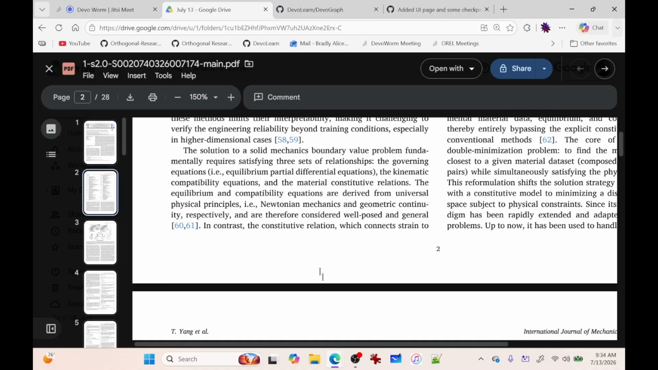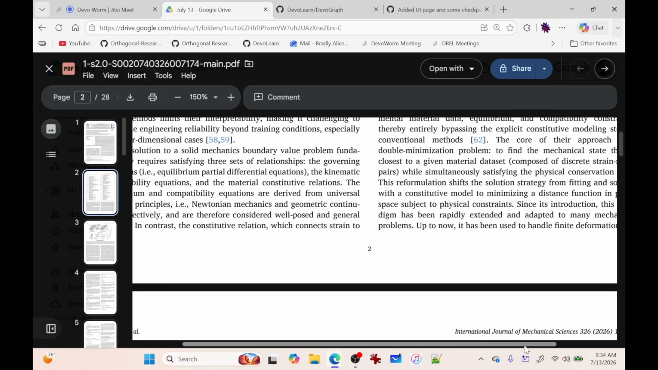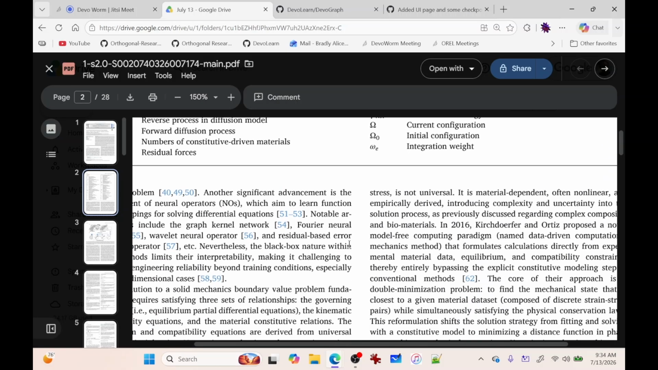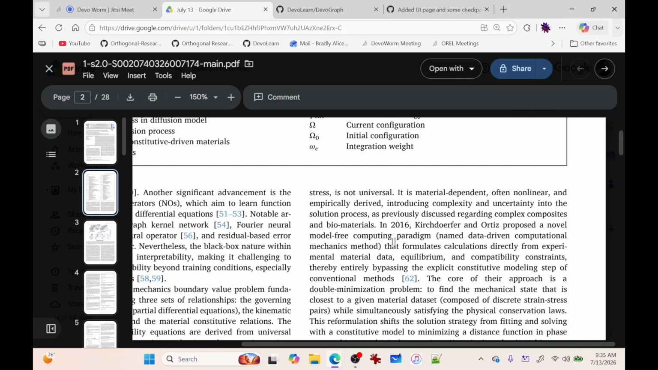In contrast, the constitutive relation, which connects strain to stress, is not universal. It is material dependent, often nonlinear, and empirically derived. So this is where we have this sort of context-dependent relationship between strain and stress.